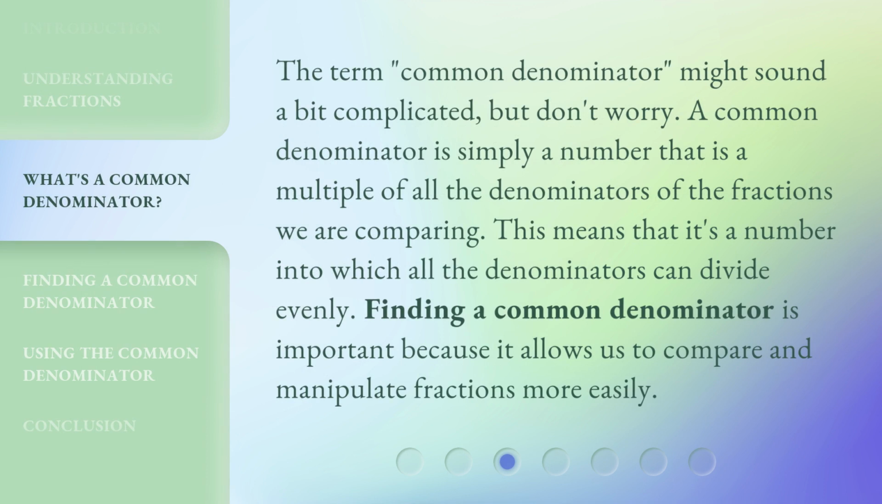The term common denominator might sound a bit complicated, but don't worry. A common denominator is simply a number that is a multiple of all the denominators of the fractions we are comparing. This means that it's a number into which all the denominators can divide evenly. Finding a common denominator is important because it allows us to compare and manipulate fractions more easily.